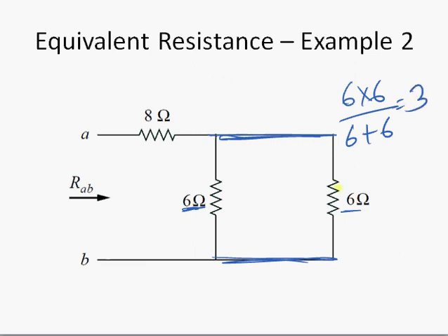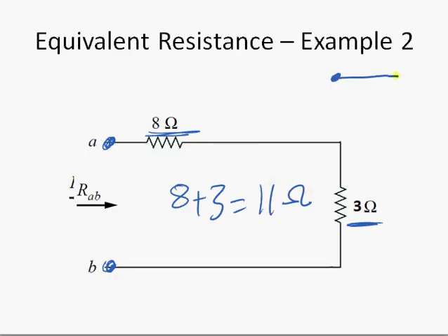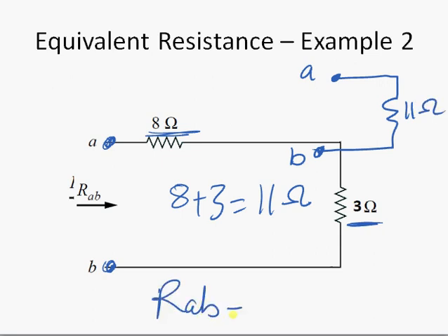So we have a 3 ohm resistor in series with the 8 ohm resistance between node A and B. So we can add 8 plus 3, which is 11 ohm. So what we have is node A, node B, and an 11 ohm resistor. So RAB equals 11 ohm. Okay. So this is some simple examples about equivalent resistance.